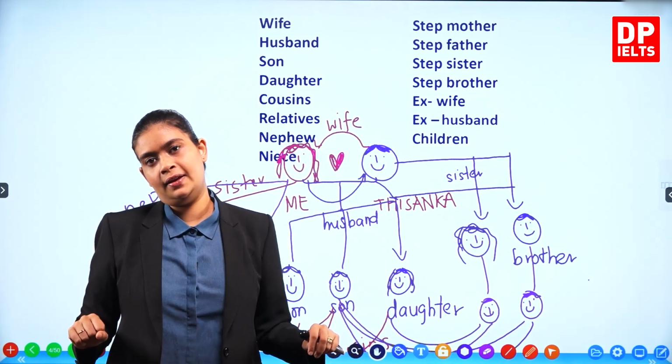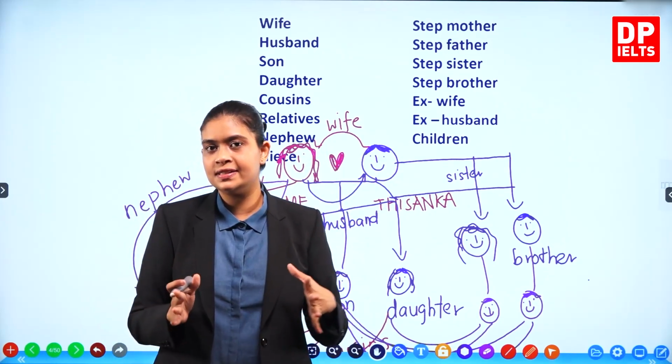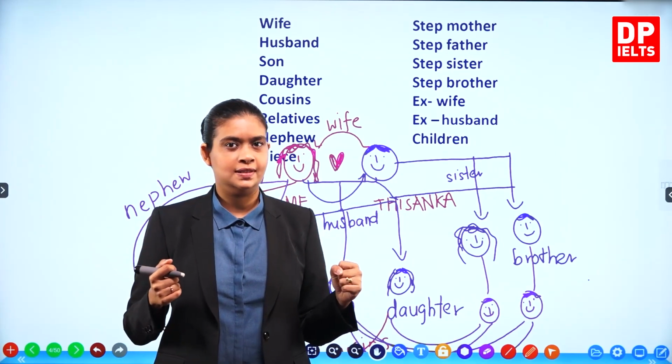Children means kids, right? Now these words were introduced so that you understand all the words related around words, okay?